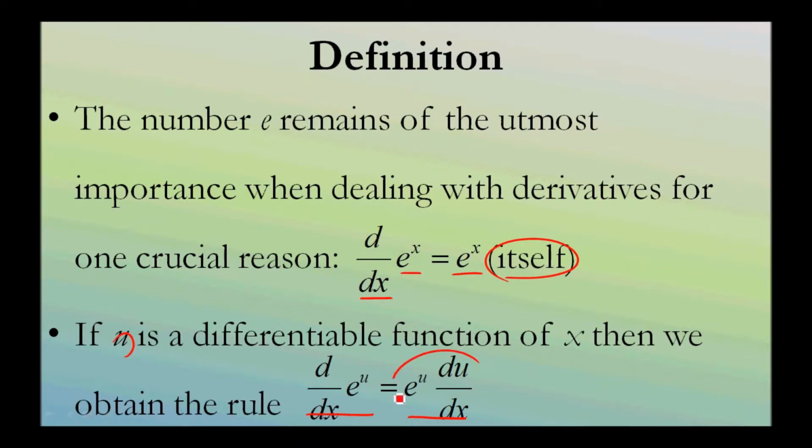The reason this is slightly different than this is because we know that the derivative of x is 1, so really there's a times 1 here. So in this case, u is not always x, so we have to write du dx, and in many cases compute du dx. So the derivative of e to the u is e to the u times the derivative of the exponent.